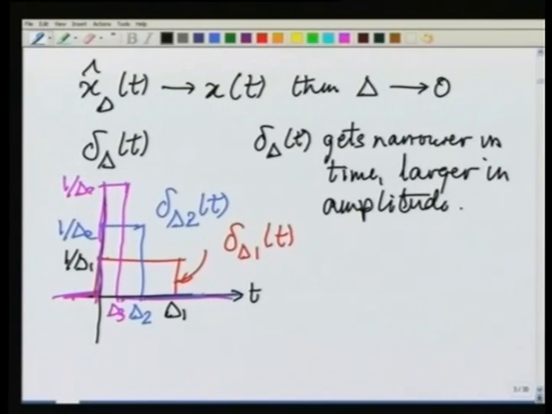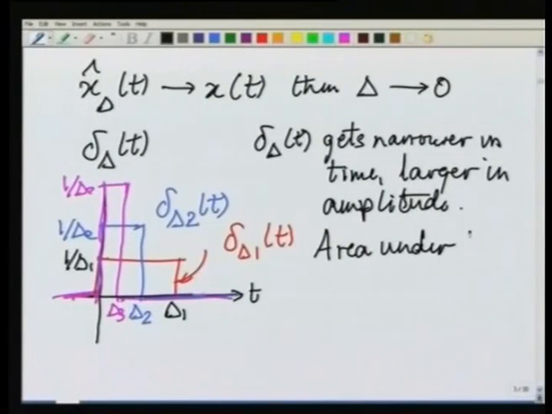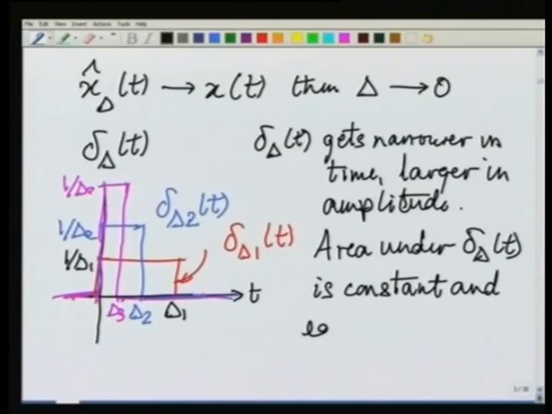And it undergoes these two changes in a very systematic manner, and that systematic fact is that if its width is delta, then its amplitude is 1 by delta. So that the area under delta delta of t is constant and equals unity. So, we have to maintain the area of delta delta of t to be unity as the discretization step is made smaller and smaller. So, finally, the question of how small do we need to make delta?